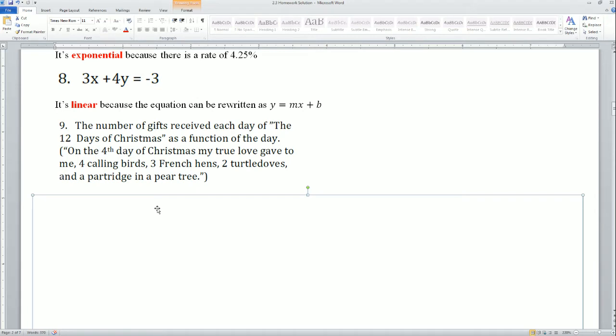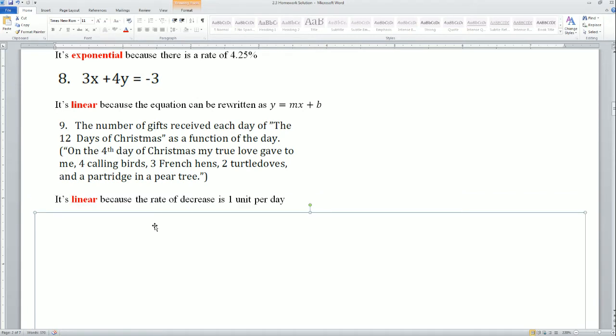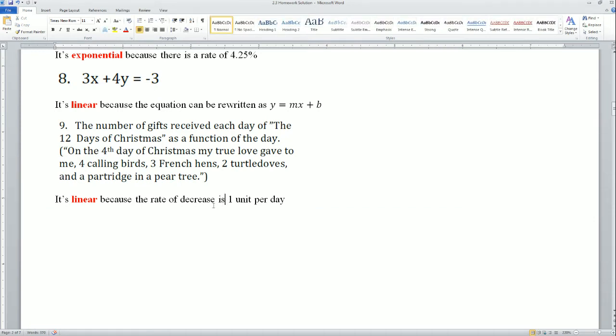My voice is decent. Alright, so here it's linear because the number of gifts is decreasing by 1 unit per day. Okay? Alright, the 3 French hens, 2 turtle doves, do you see how it's going down by 1? And a partridge in a pear tree, there's one of that, so 3, 2, 1, okay?